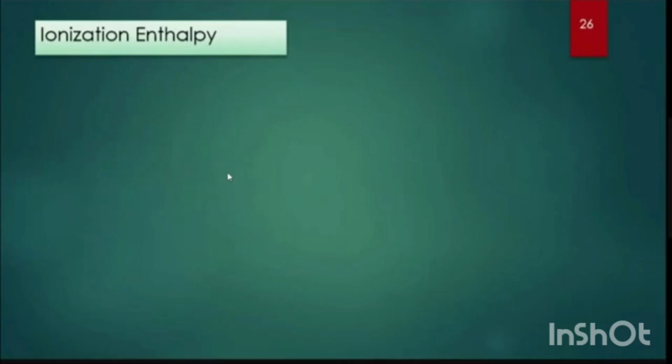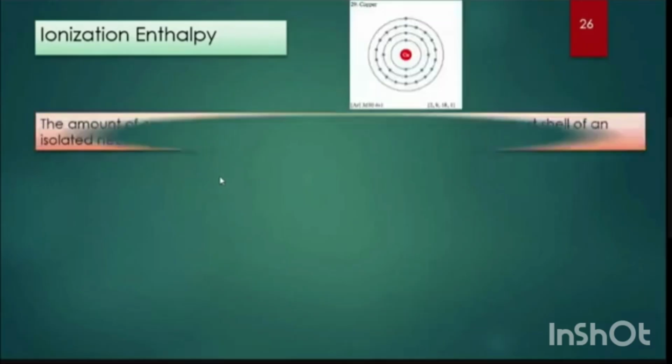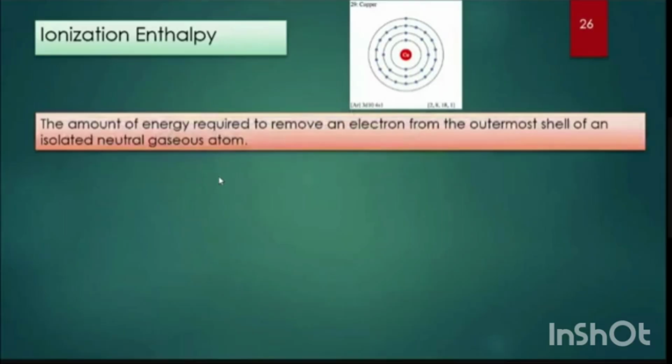Next property is ionization enthalpy. Ionization enthalpy is the amount of energy required to remove an electron from the outermost shell of an isolated neutral gaseous atom. That means if we want to remove one electron from the outermost shell of an isolated neutral gaseous atom, the amount of energy required for that purpose is called ionization enthalpy.